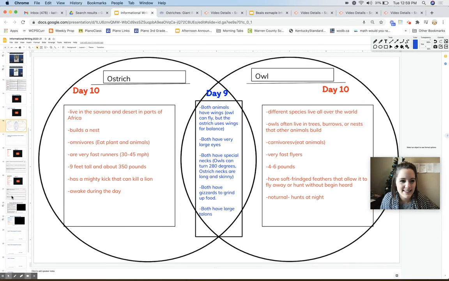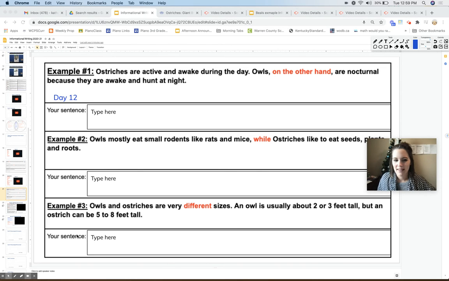Let's look at our last example. Owls and ostriches are very different sizes. An owl is usually about 2 or 3 feet tall, but an ostrich can be 5 to 8 feet tall. Okay, so I compared the sizes of owls and ostriches. I used the contrast word different. So my reader knows I'm contrasting, I'm telling the difference.